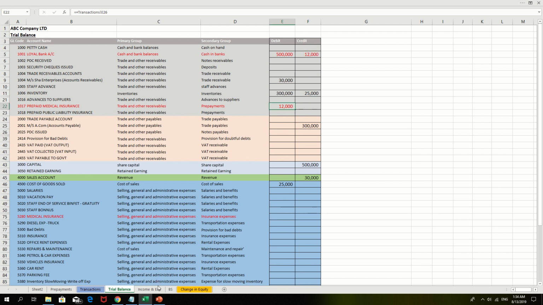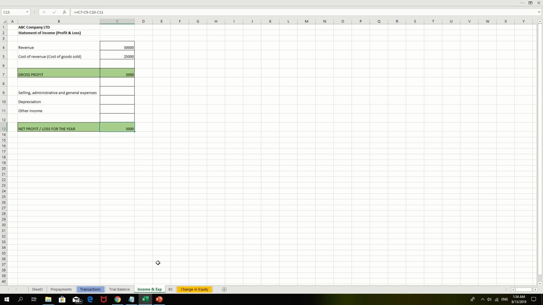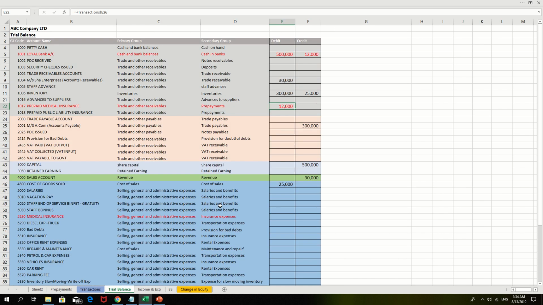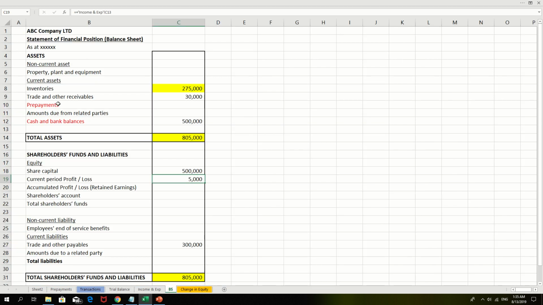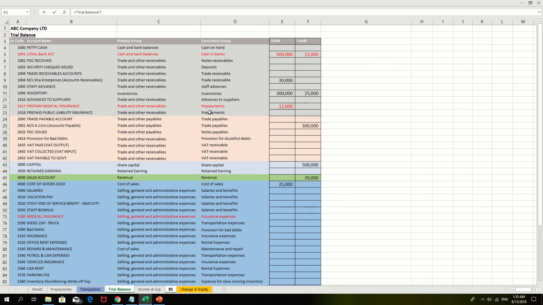Okay, let us see. There is no impact in the income or P&L statement, because both the accounts are in the balance sheet only. Both are assets. One asset decreased and another created a new asset. So we only need to see the balance sheet, where there is a new heading, prepayments. Let us take this prepayments. What is prepayment? Prepaid medical insurance, prepayments, trade and other receivables. So actually this is the primary group and this is prepayments.